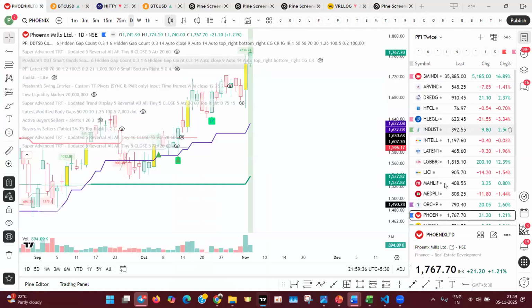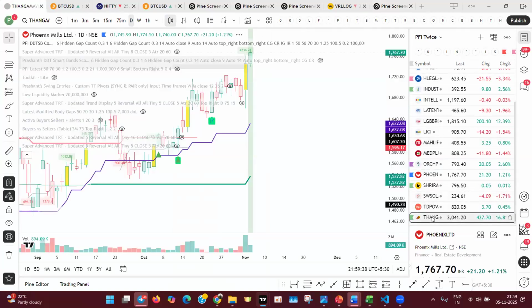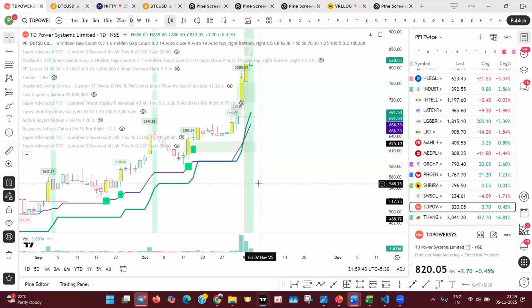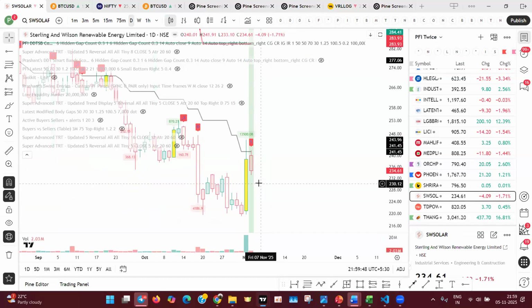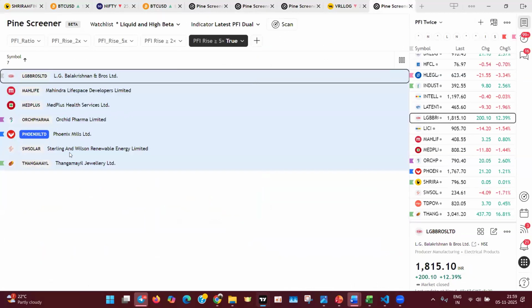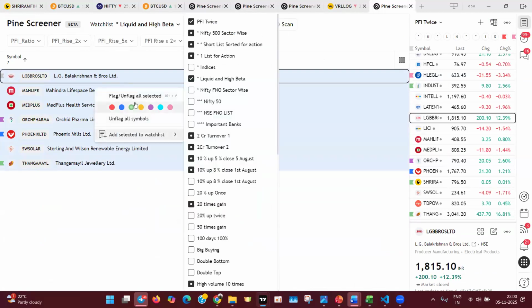And let's check the bottom charts. See, we have 5 times PFI here. TD Power, 5 times PFI. SW Solar, 5 times PFI. Shriram Finance, 2 times. I think we may not be able to have a matching look back period also with this screener, so that we can catch a retracement after high PFI numbers.